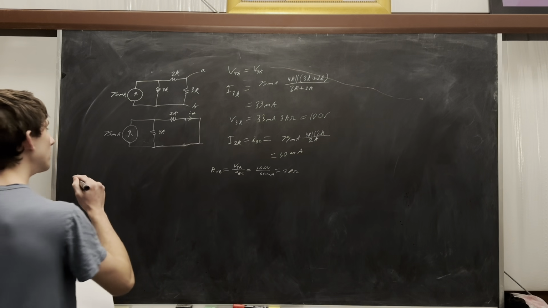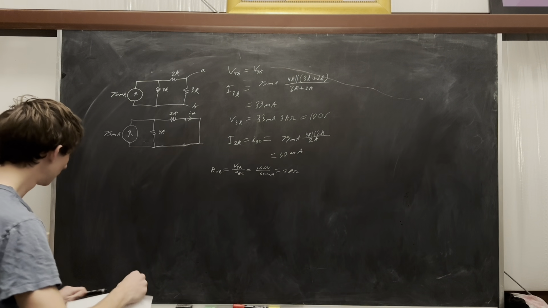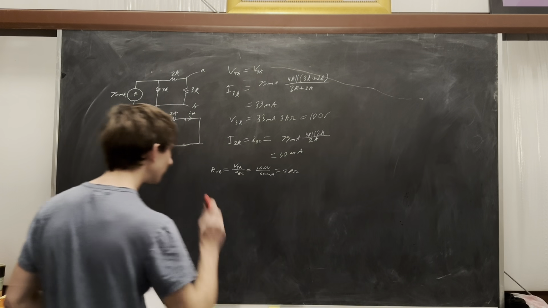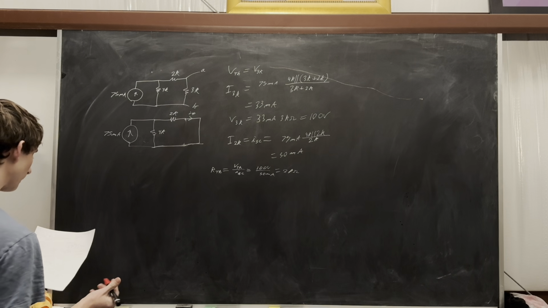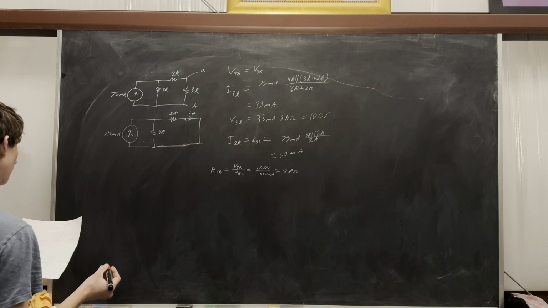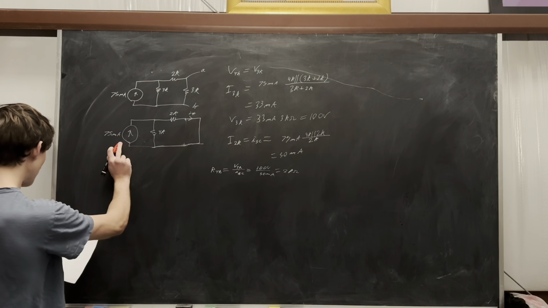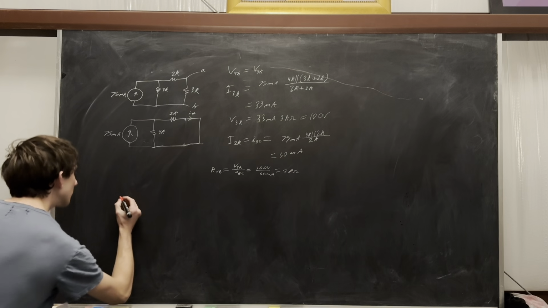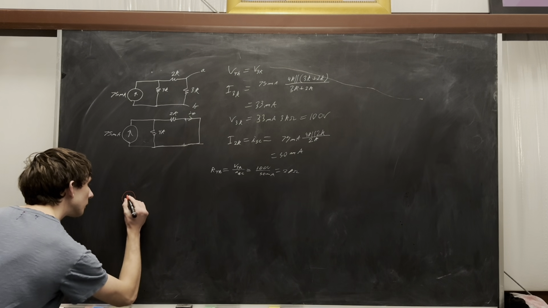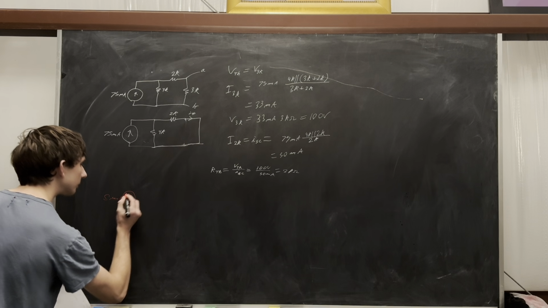I'll show you the other way to do this too. So let me see if I can do this with a different marker. Instead of finding the short circuit current, let's see if we can get it by just setting this current source to 0. 0 milliamps.